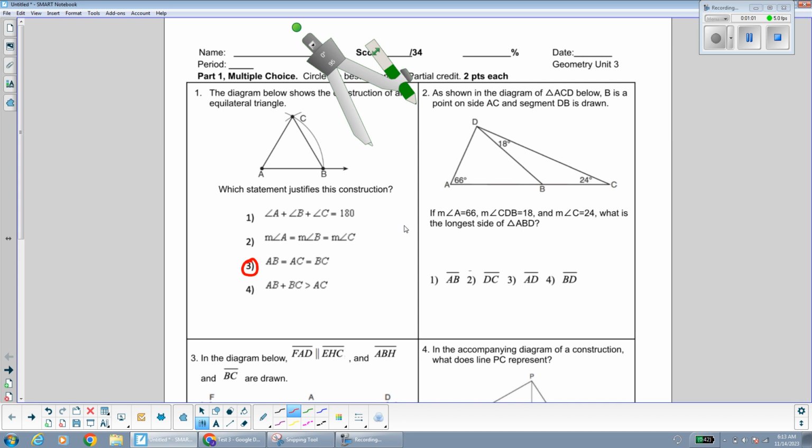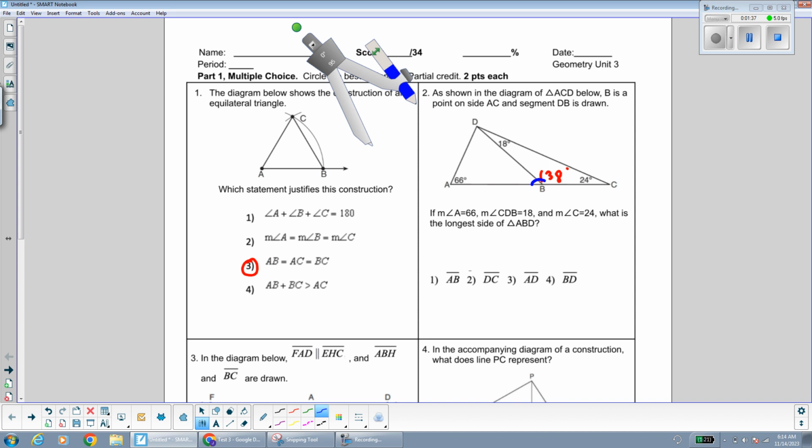Number 2. Here we have a couple of triangles in our diagram. I'm going to start with triangle DBC because we already know 2 angles of that triangle. We know the 18-degree angle and the 24-degree angle. If we add those together, we get 42 degrees. I'm going to subtract that from 180 degrees because all 3 angles of any triangle always make 180 degrees. And when I add it up and subtract it from 180, I get 138 degrees.